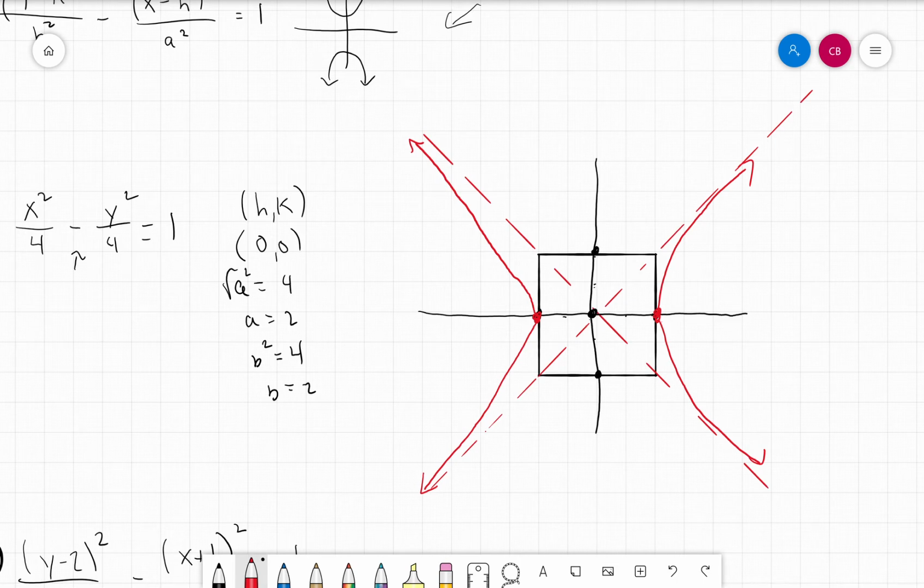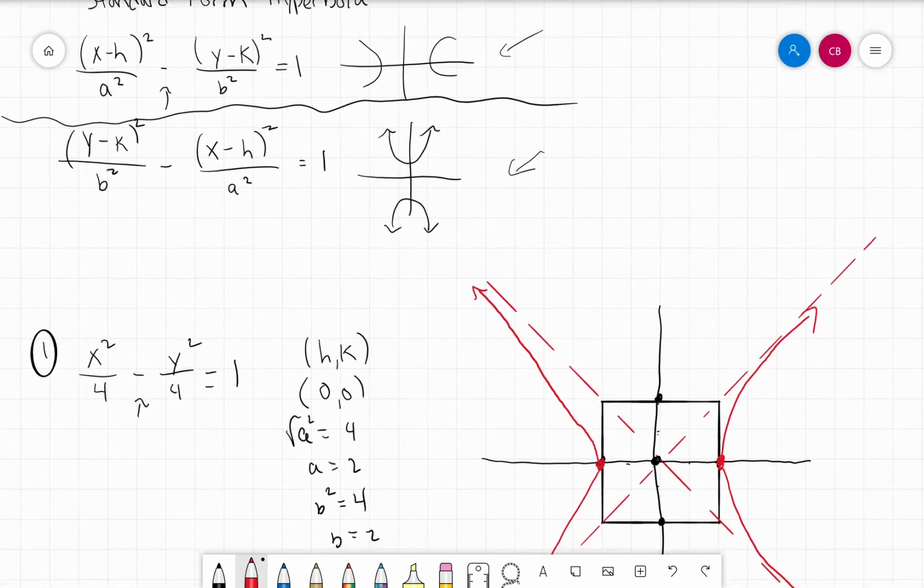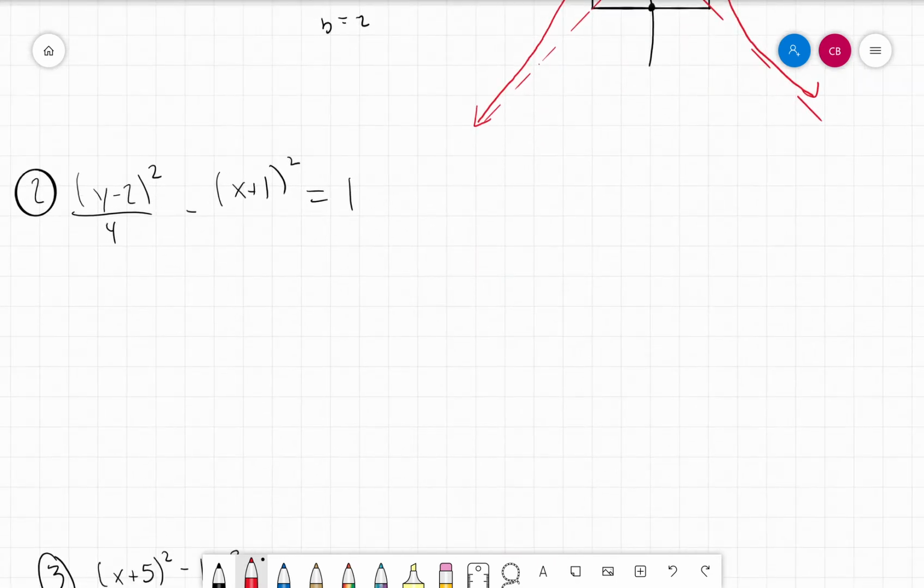Takes a little bit of practice. You just have to know how to draw the box. And once you draw the box, you use it to make the asymptotes at the corners of the box, and then you just fill in the vertices and the parabola based on what is the positive value, the x or the y. Let's go on to the next example.